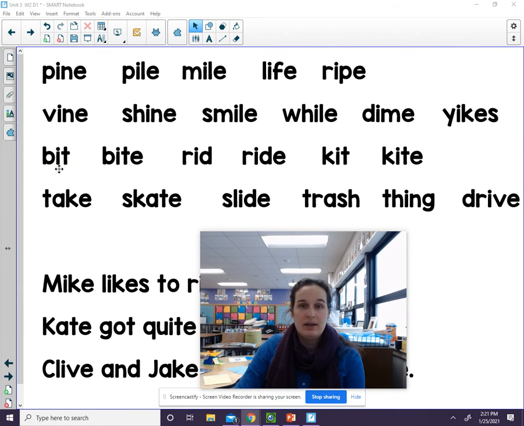Bit. Notice there's no E at the end, so this is the short I. Here we have the E, so what's it going to be? The long I. Bite. Rid. Ride. Kit. Kite. Notice that each of these words added that E at the end, which gave us the long I.